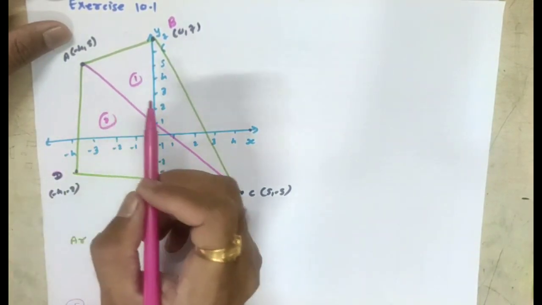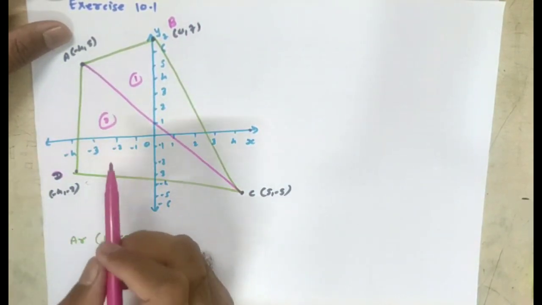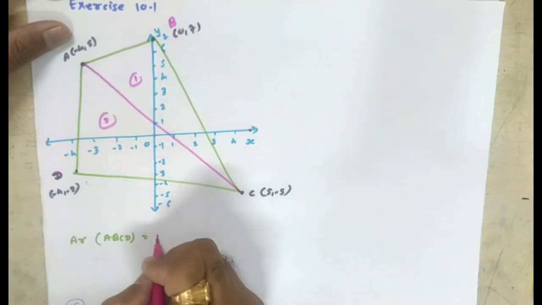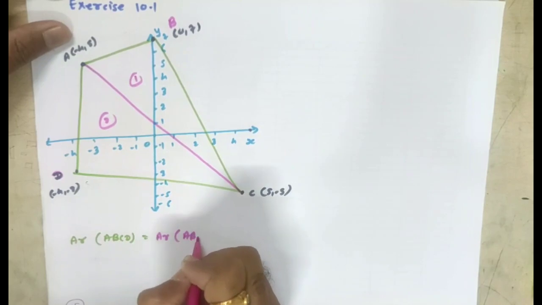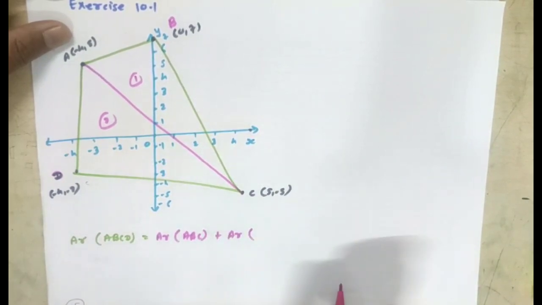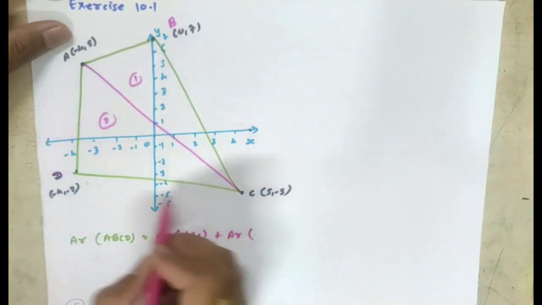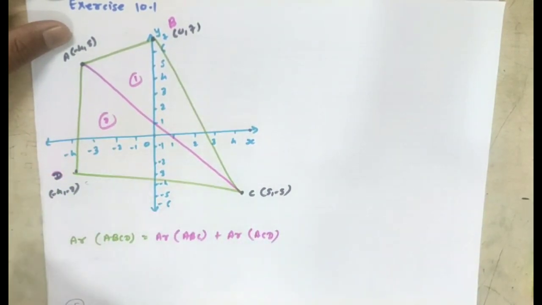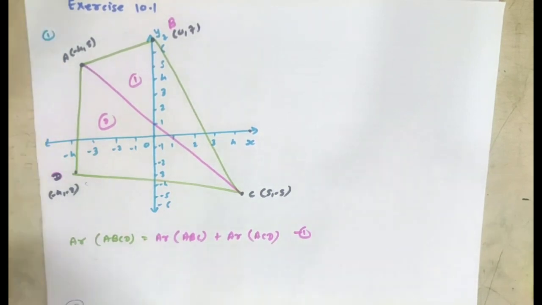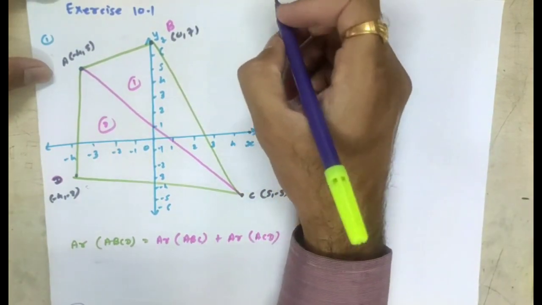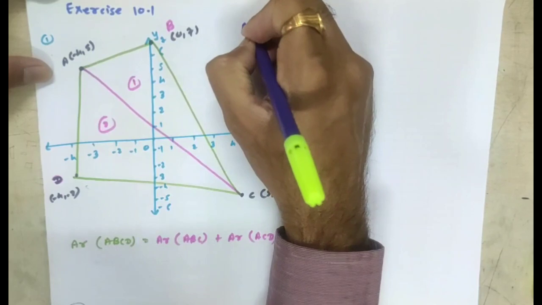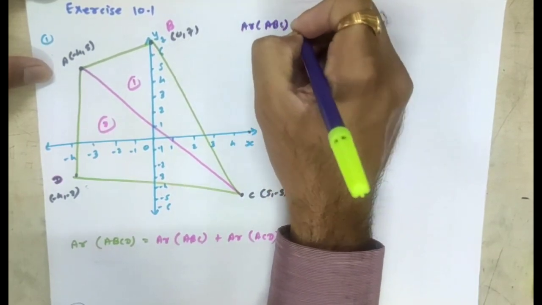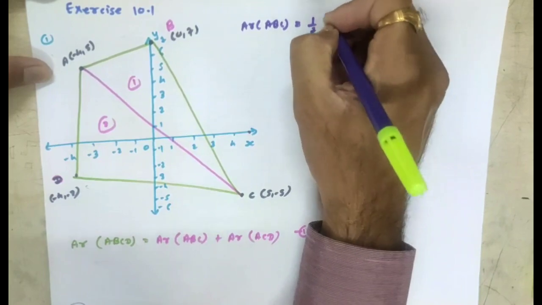So the area of quadrilateral ABCD is nothing but the sum of the area of triangle ABC plus the area of triangle ACD. All of you know how to find the area of triangle ABC. How will we find the area of ABC? The formula was taught in the 10th standard too, the area of a triangle when vertices are given. So first, to find the area of triangle ABC, we will use our formula.